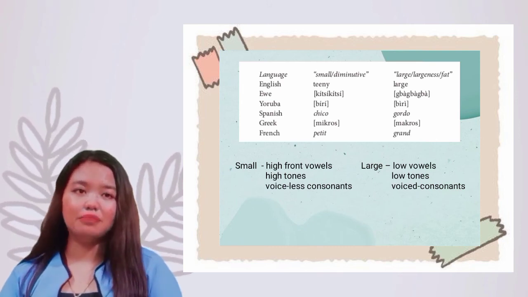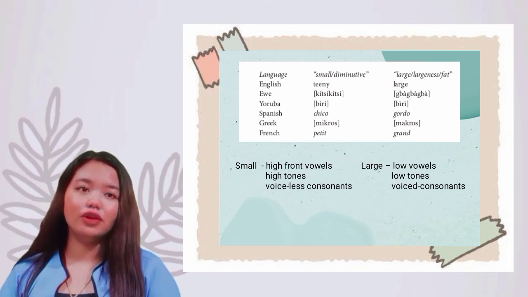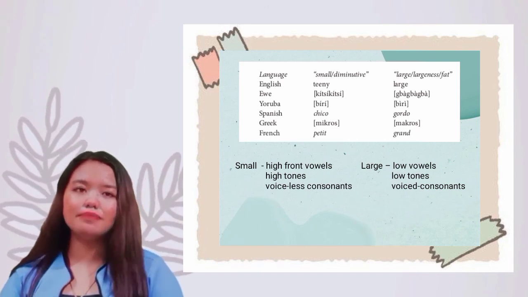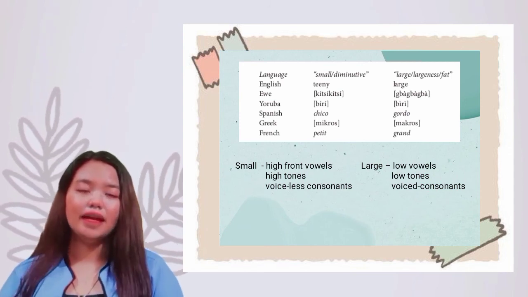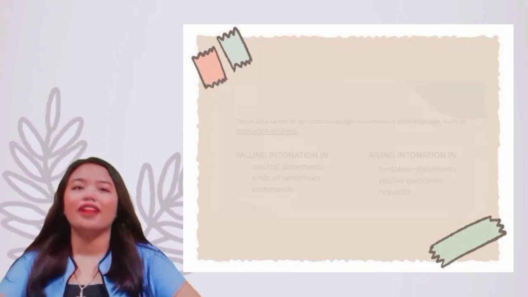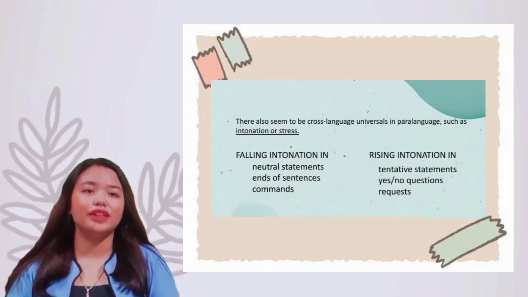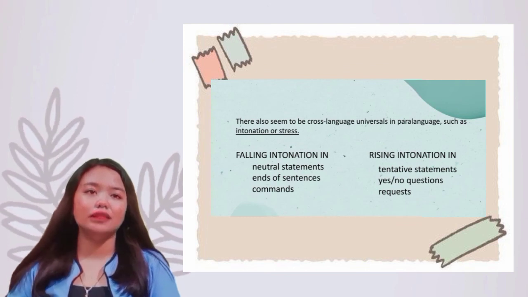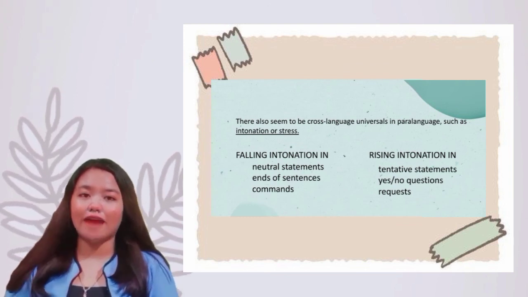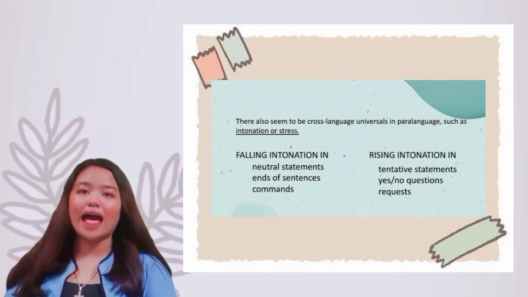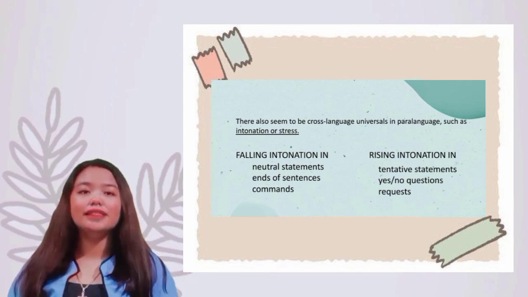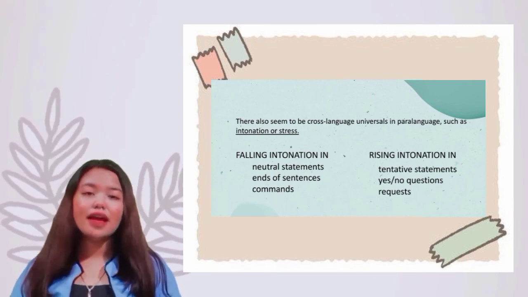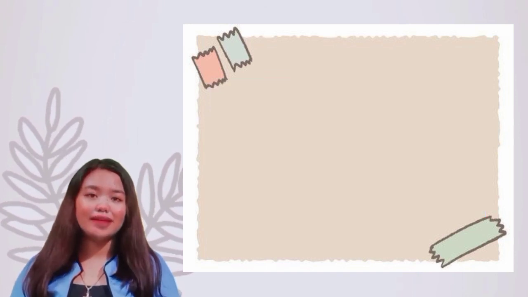Let's take micro and macro as an example. Macro is for large and micro for small. This is maybe because the letter A is perceived as larger than I, because A involves a wider opening of the mouth than I. Lastly, there also seem to be cross-language universals in paralanguage, such as intonation or stress. For example, in falling intonation, we have neutral statements, ends of sentences, and commands. While in rising intonation, we have tentative statements, yes or no questions, and requests. That's all for sound symbolism and synesthesia.